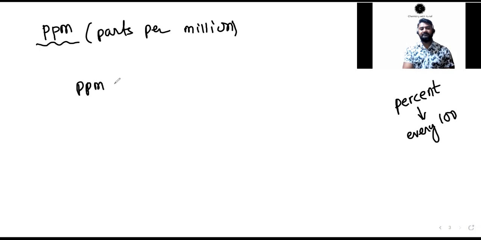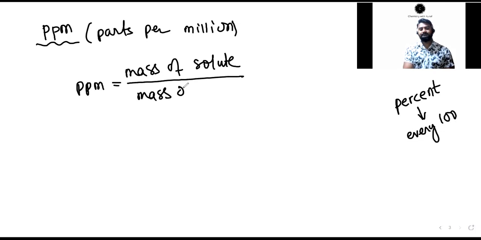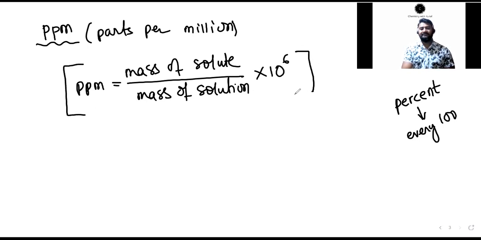So ppm is nothing but mass of solute divided by mass of solution into 10 to the power 6. This becomes the ppm, right? That's how we can define ppm. Let's do one simple question.